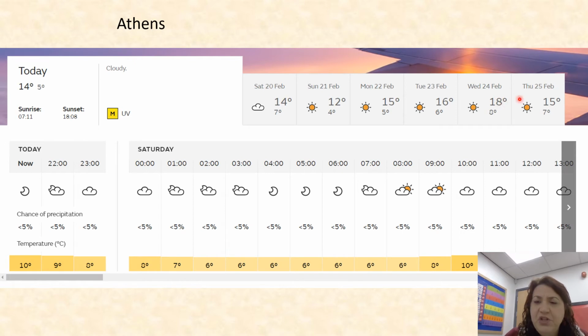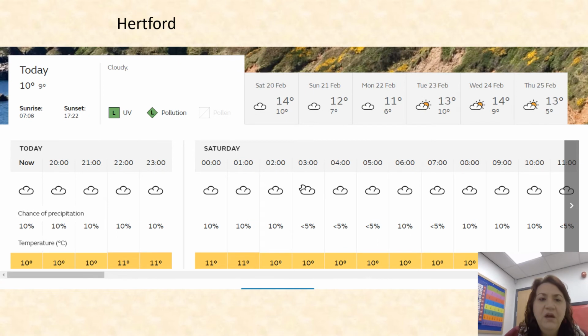But look at these temperatures, and remember we're only just coming into springtime. 18 is quite high, isn't it? Let's compare that now with the UK. So here is Hertford for the same times. Now remember we went up to 18 in Greece.